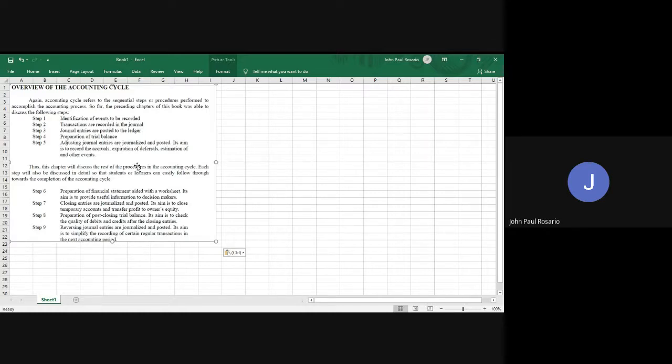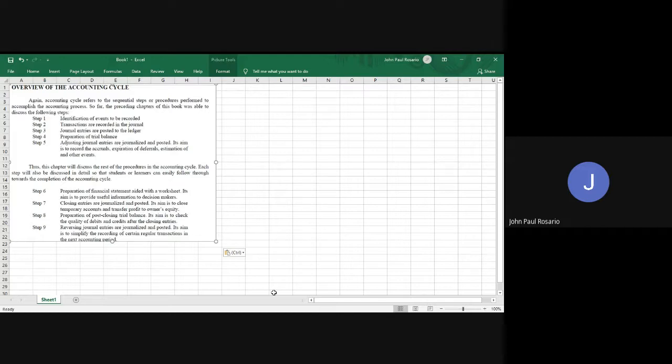Now, in the last chapter, we will be discussing how to prepare the worksheet, which will help you in preparing your financial statements. And then we go to closing entries. After closing, we will prepare our closing entries and also our post-closing trial balance. This is to check whether, after the closing entries, our debits and credits are still equal. For reversing entries, we will not discuss them, to make things easier for you. So again, this is the overview of our accounting cycle.